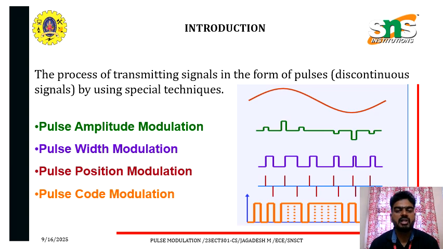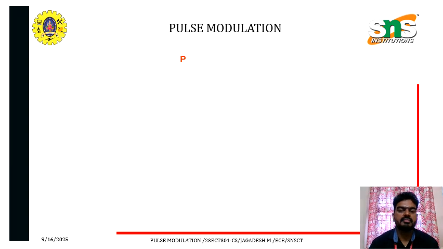So what actually is pulse modulation? It is the process of transmitting a signal in the form of pulses, that is, discontinuous signals, by using special techniques. The special techniques are pulse amplitude modulation (PAM), pulse width modulation (PWM), pulse position modulation (PPM), and pulse code modulation (PCM). So these are all the different methods.